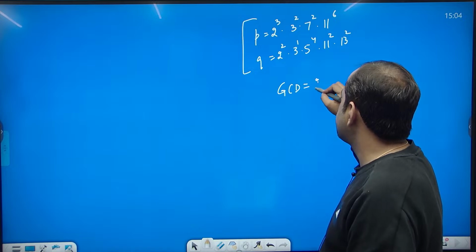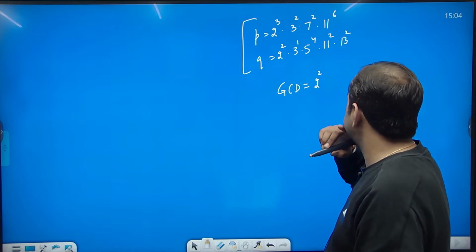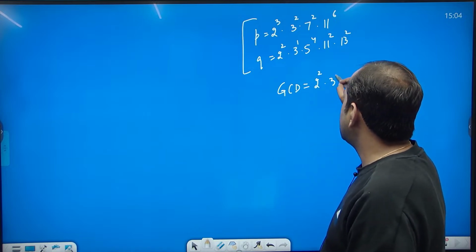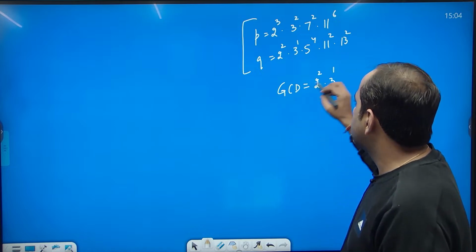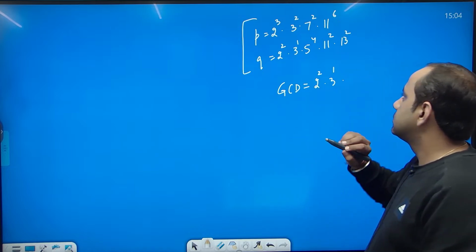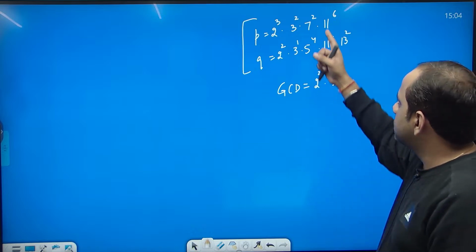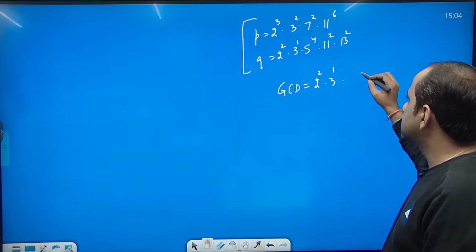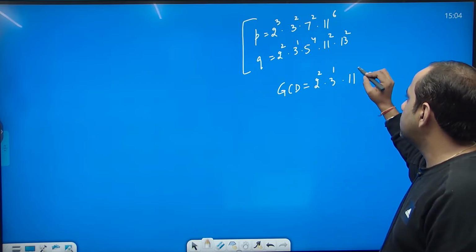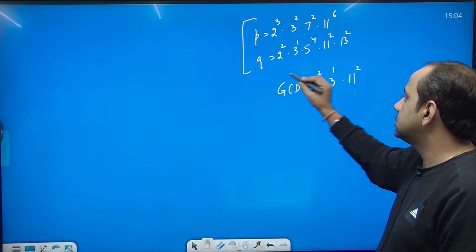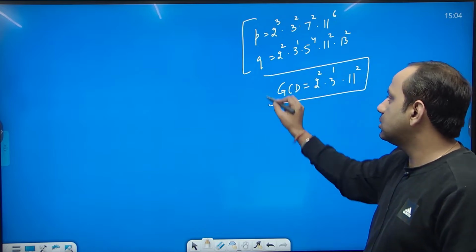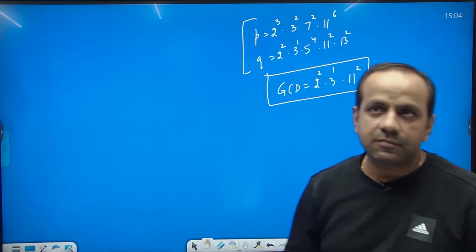It will be 2 square, 3 to the power 1, 5 तो नहीं आएगा, इसमें 5 है ही नहीं, ठीक है. 7 भी नहीं आएगा. 11 square, that's it. Any doubt in this? Clear?